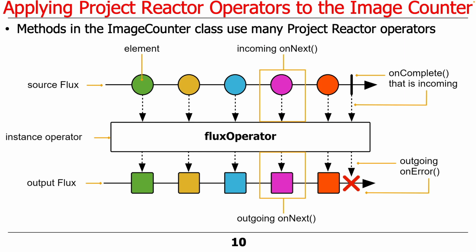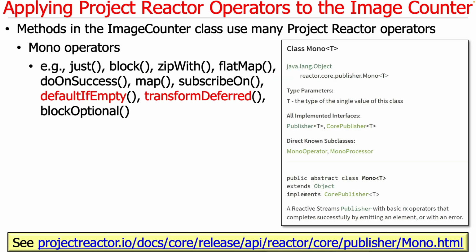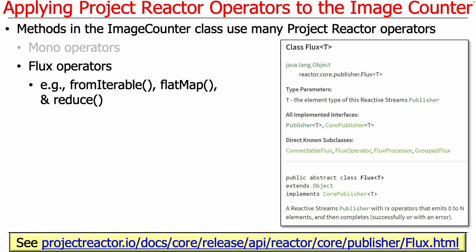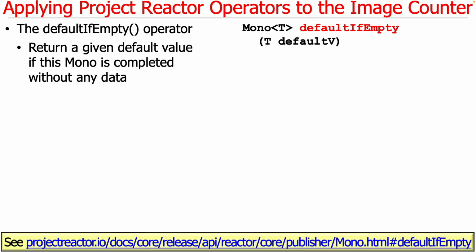We're also going to talk about lots of different Project Reactor operators, both fluxes and monos. And here are some of the ones we really haven't talked about before. We haven't talked a lot about many mono operators. A lot of them are very similar to flux operators, but here are some interesting ones: defaultIfEmpty and transformDeferred. And then we'll talk about some flux operators that we use as well, especially when we're recursing through this thing. It's really cool.